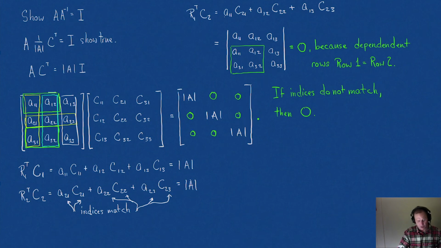And as we thought, A times the cofactor matrix transpose does in fact equal the determinant of A times the identity.